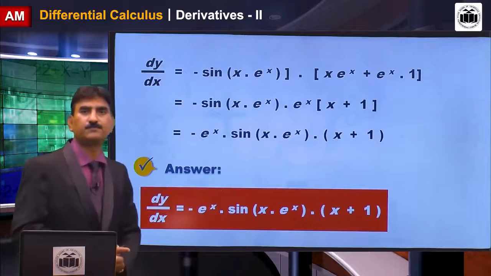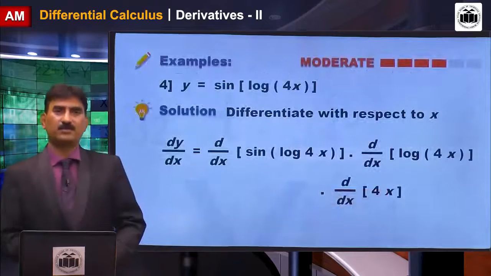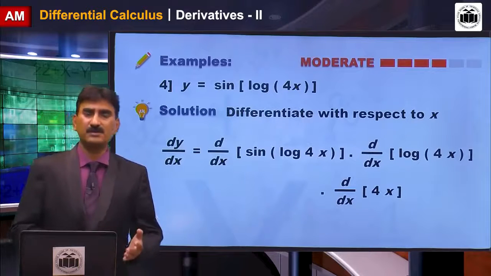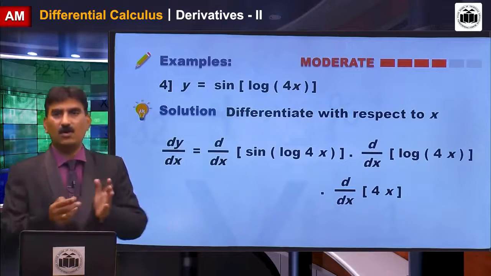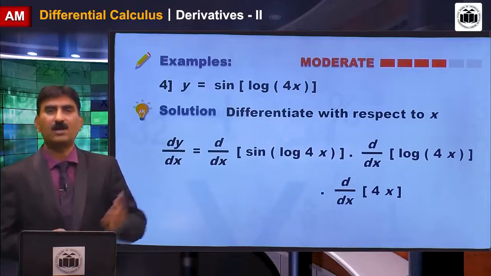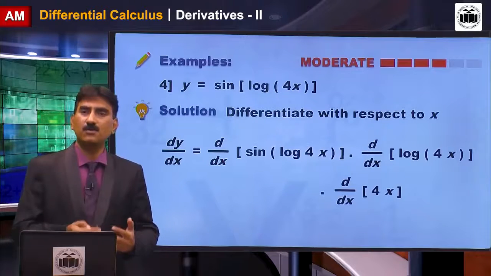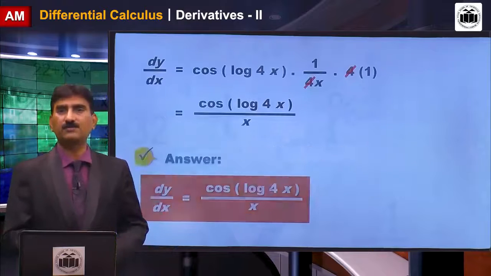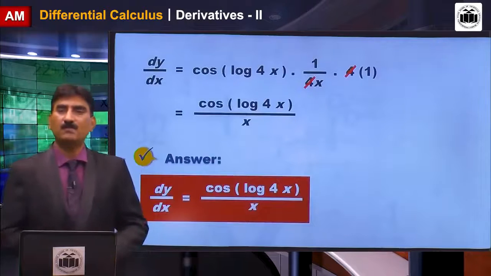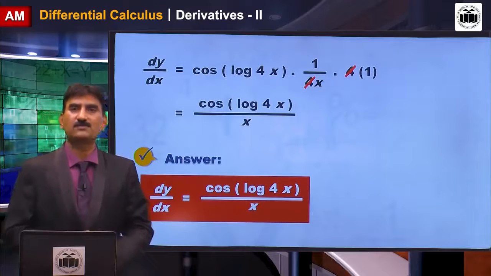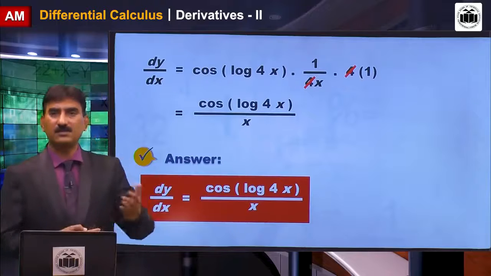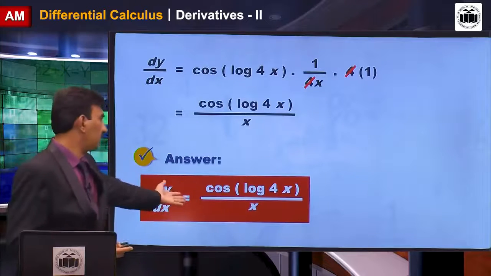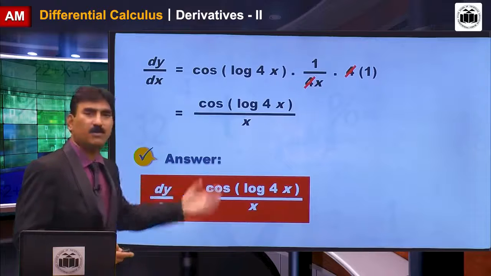See here. Now take another example, y equal to sine log of 4x. So here we see sine is also there, log is also there, and 4x is also there. How do you apply the rule of derivative? That means chain rule of derivatives. So after application of rule, you will get this answer: cos log of 4x, derivative of log of 4x, and derivative of 4x. So here is the final answer: cos log of 4x upon x.